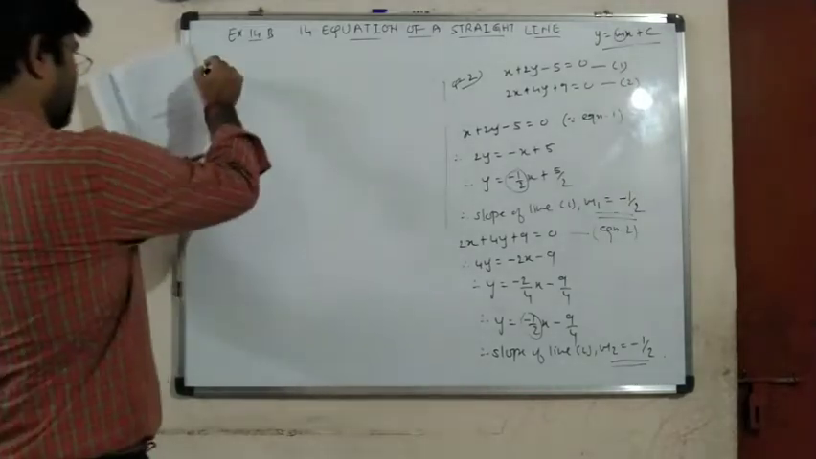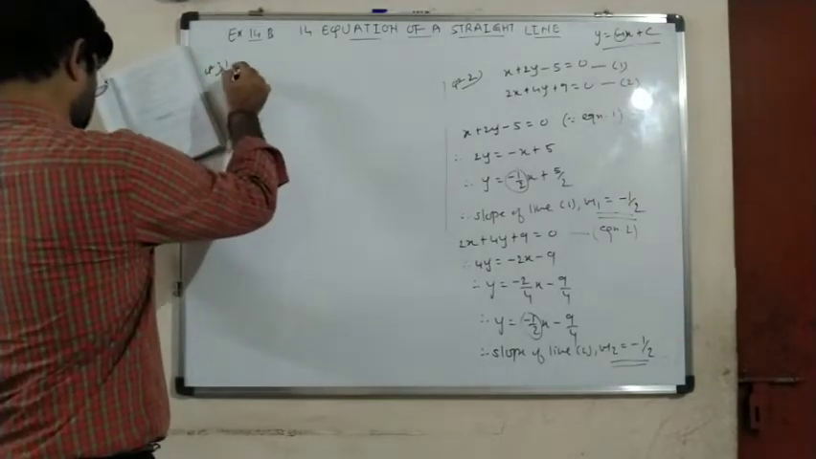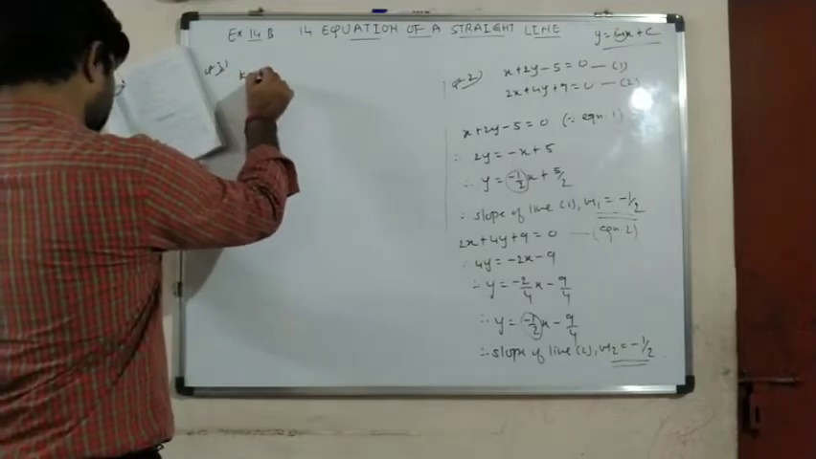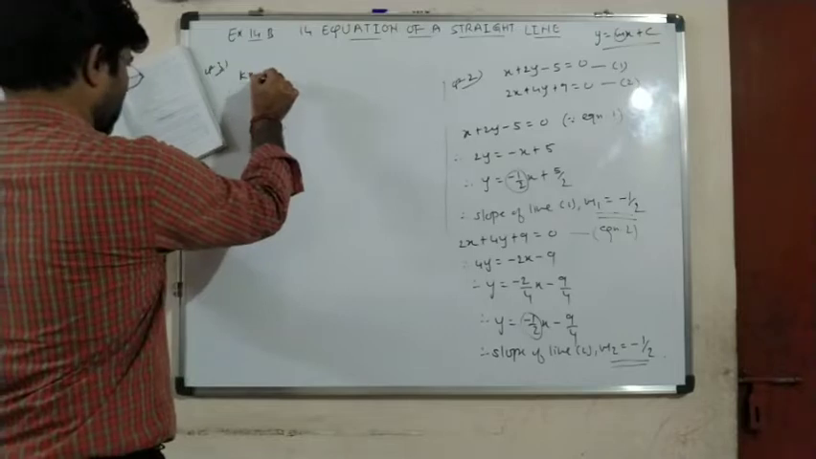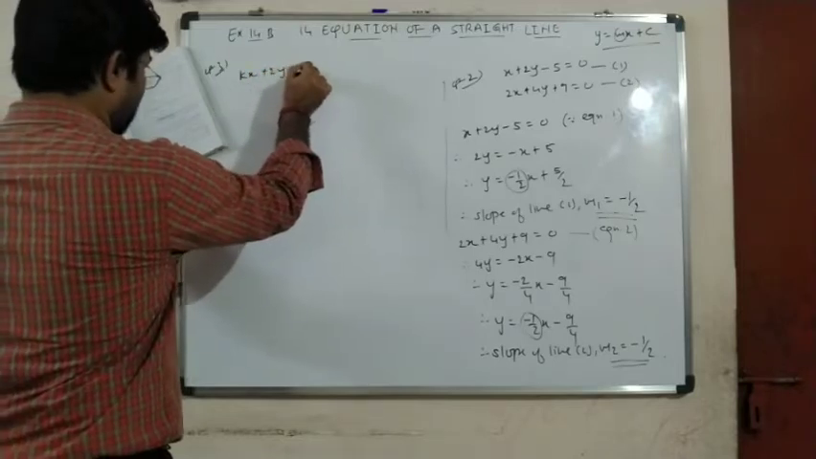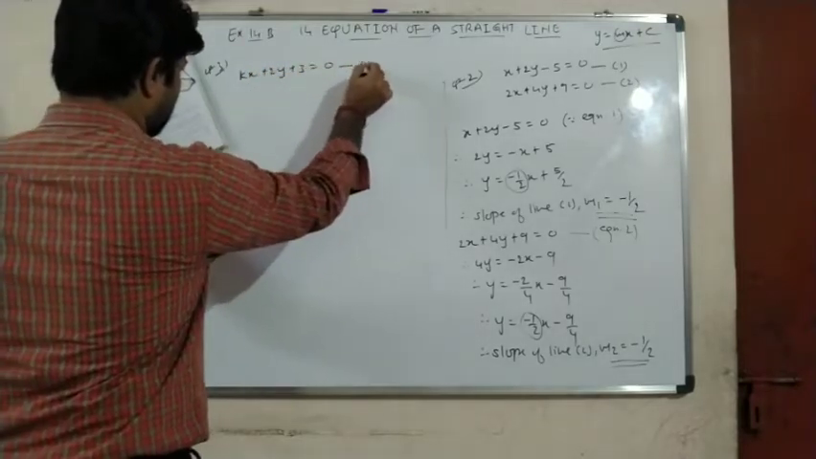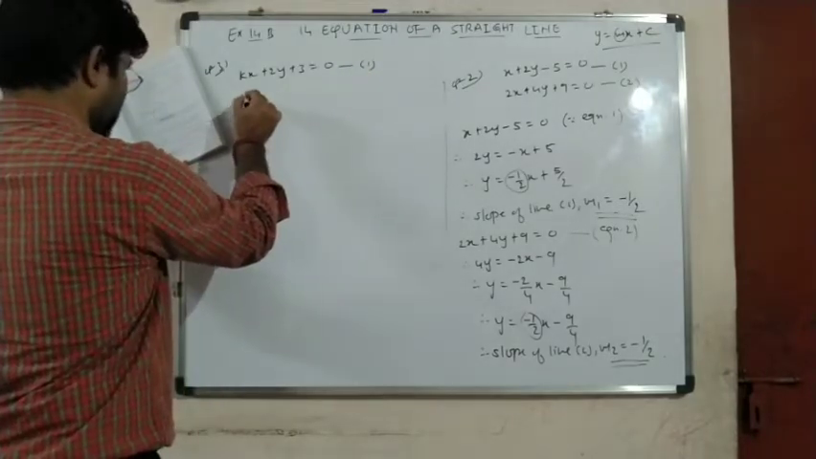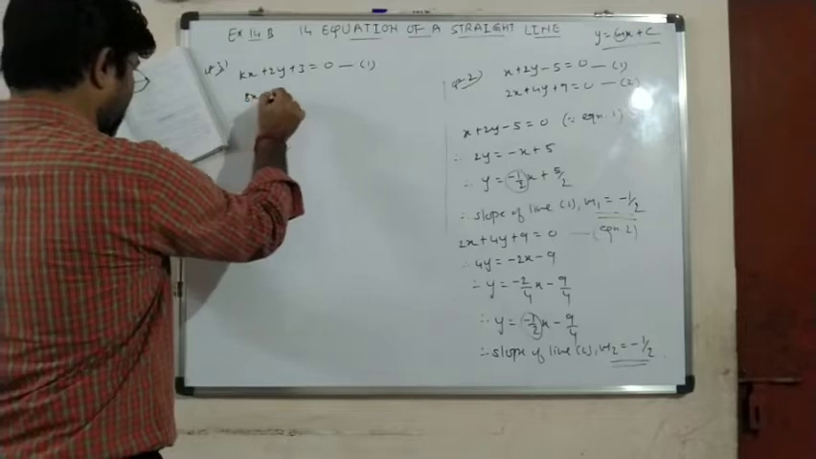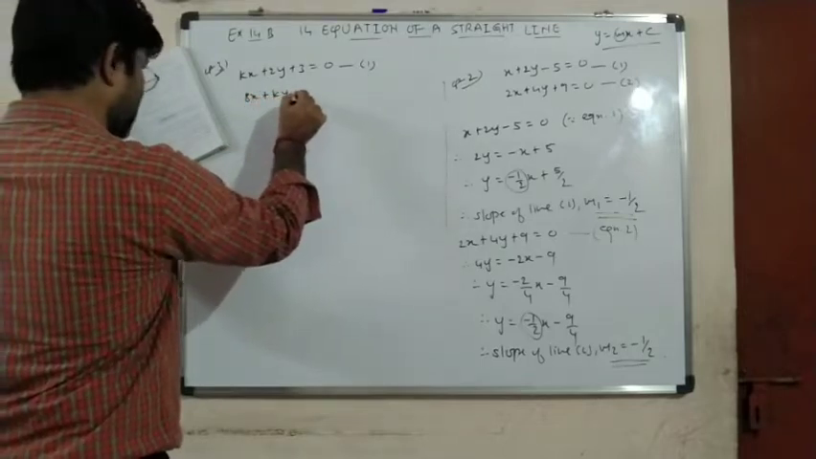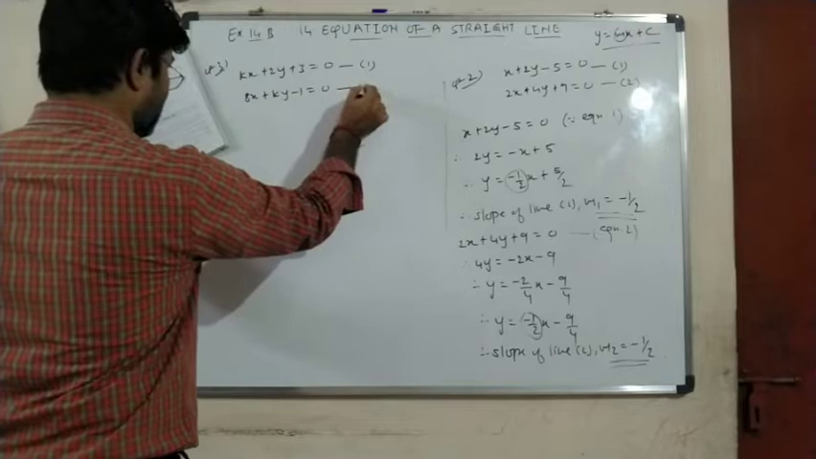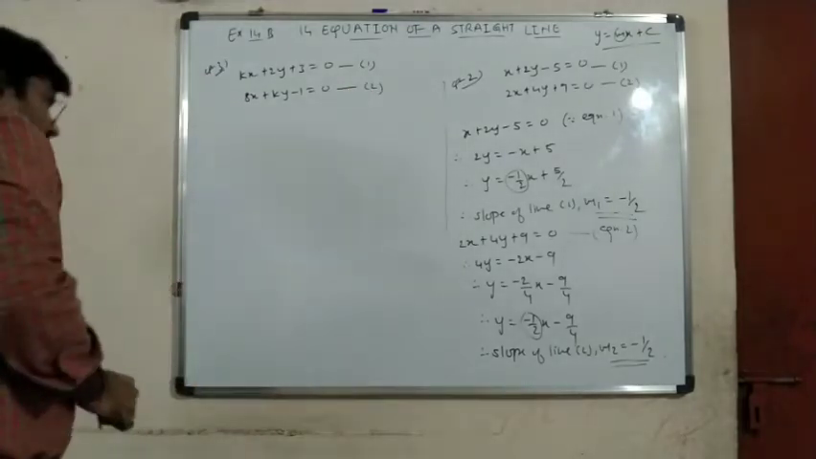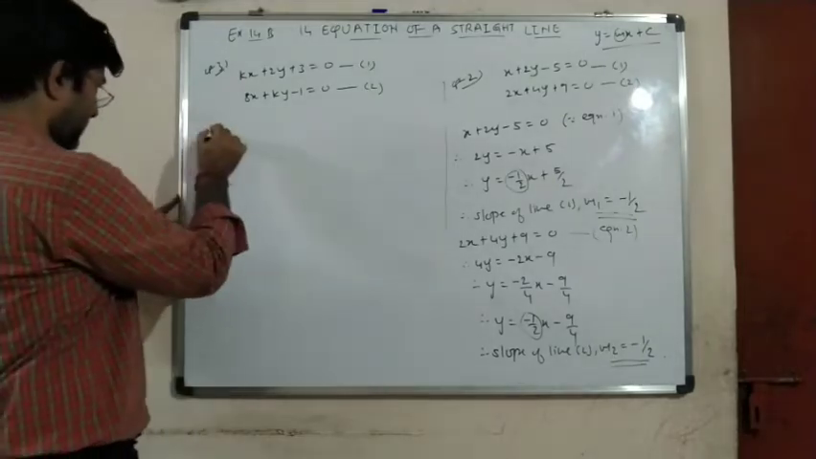Okay, question number 3. We are given the equations of the two lines. One is kx plus 2y plus 3 is equal to 0, and another one is 8x plus ky minus 1 equal to 0. It is given that line 1 and 2 are parallel and we have to find the value of k.